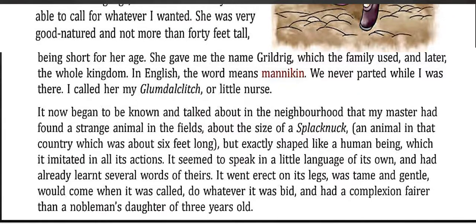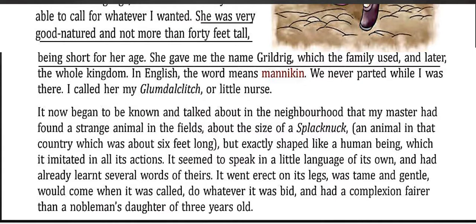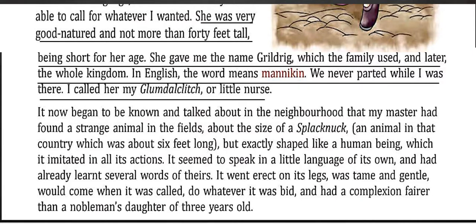She was very good-natured and not more than 40 feet tall, being short for her age. She gave me the name Grildrig, which the family used, and later the whole kingdom. In English, the word means mannequin. We never parted while I was there. I called her my Glumdalclitch, or little nurse.